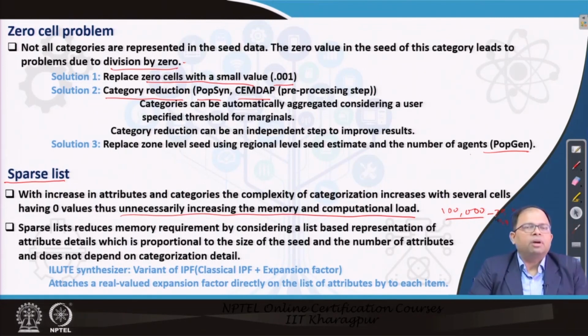So, if I do this kind of computation, then automatically it takes a lot of memory, and the entire computation process becomes slower. So there has to be some alternative way instead of a matrix form. This is where a list structure comes in, and a sparse list reduces memory requirement by considering a list based representation of attribute details, which is proportional to the size of the seed and the number of attributes and does not depend on categorization detail.